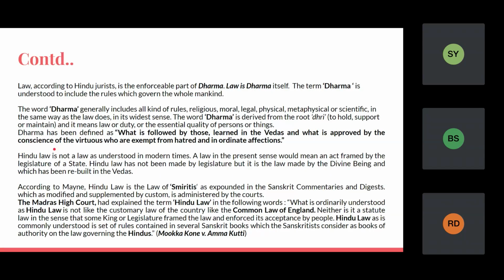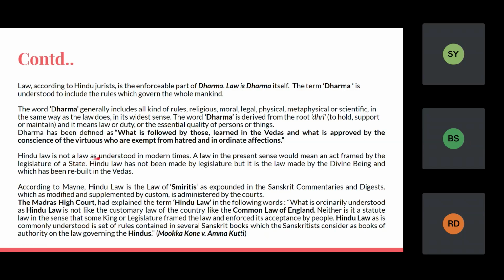Law, according to Hindu jurists, is the enforceable part of dharma. Hinduism is all relating to dharma. Law is dharma itself. The term dharma is understood to include the rules which govern the whole of mankind. The word dharma generally includes all kinds of rules, religious, moral, legal, physical, metaphysical or scientific, in the same way as law does in its widest sense.